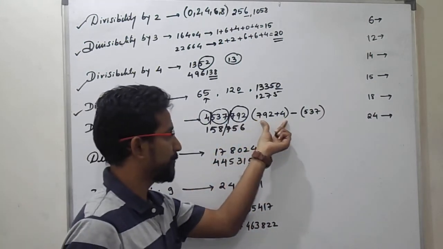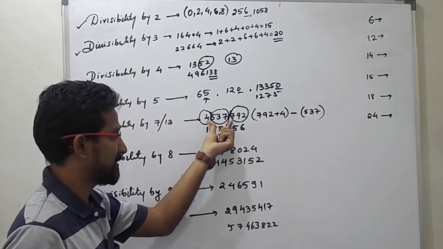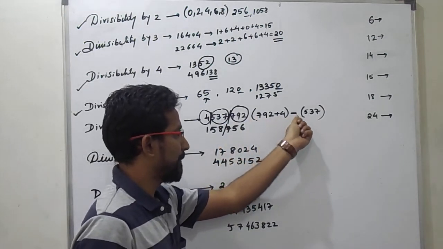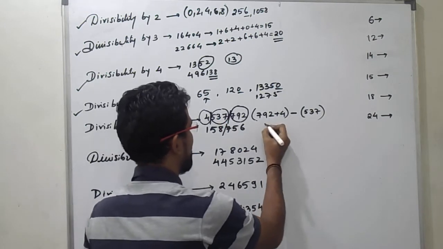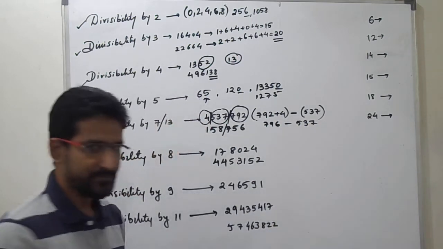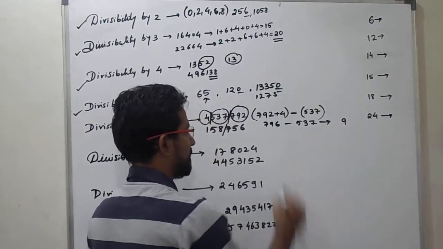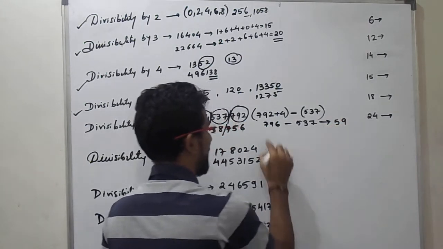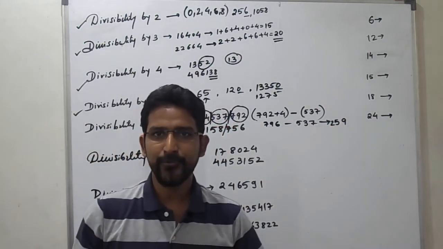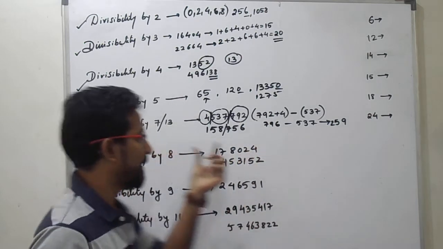So you have to take the sum of the numbers at odd places, that is first place, this is second, so this is even, then third place, fourth place, and so on. So odd place: 7, 9, 2 plus 4, minus 5, 3, 7. So this will be 7, 9, 6 minus 5, 3, 7. If we subtract them, what we get here is 9, then 5 and 2. So it will be 259. Now we are going to check whether 259 is divisible by 7.